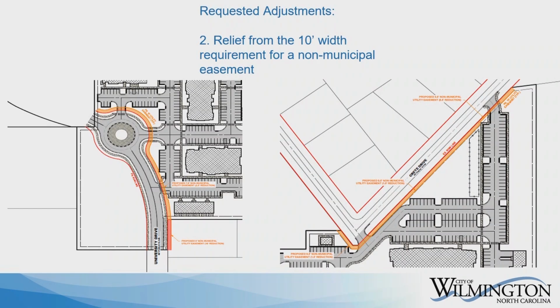The applicant is also requesting to reduce the width and eliminate a portion of the non-municipal easement along the University Drive right-of-way, and reduce the width of a non-municipal easement along the Crete Drive right-of-way. The technical standards and specifications manual specifies a non-municipal utility easement of 10 feet in width shall be provided on both sides of all public streets and alleys for installation of electric, gas, telephone, and cable TV lines.